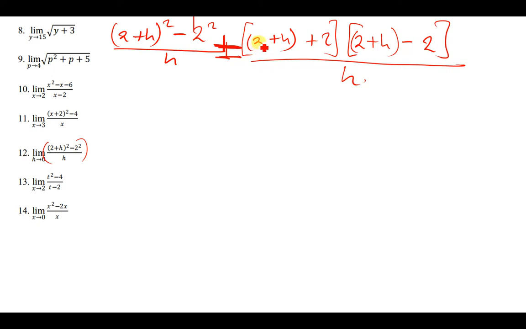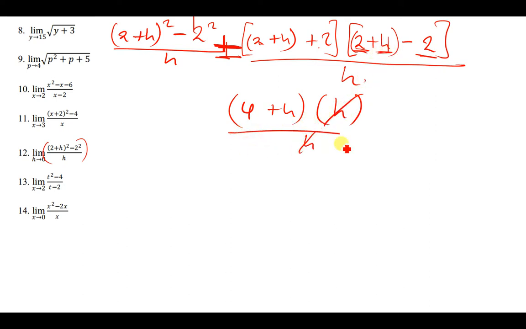So when you open the brackets, 2 plus 2 will give us a 4. So we're going to get 4 plus h in the first set of brackets. Then the second one, we have 2 minus 2, that's a 0, so we just remain with the h, and everything over h. So this h and that h can go. So the whole solution just gives us 4 plus h.